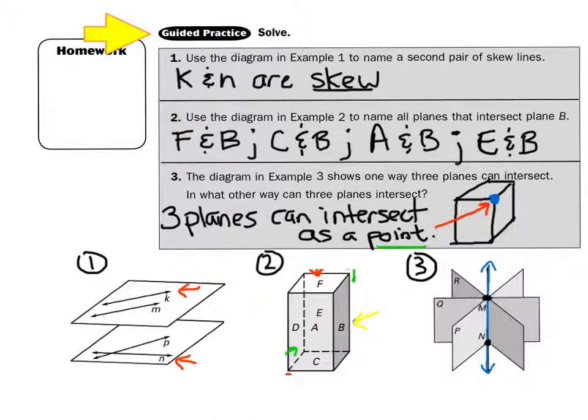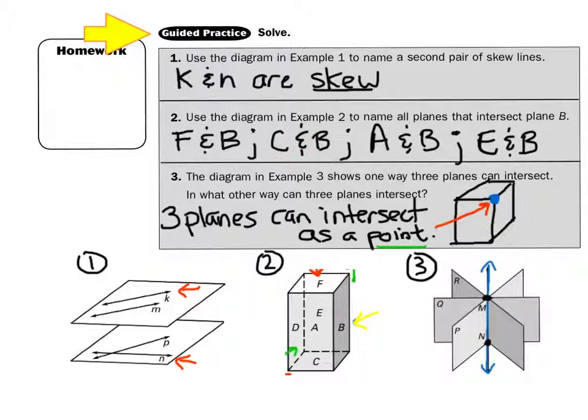All right, take a look at number 2. Use the diagram in example 2 to name all planes that intersect plane B. So plane B here is the right side wall. So we have to list everything that runs into this wall. Well, let's start at the top, F and B. See, F is a ceiling and B is a side wall, so they intersect right here at that edge.